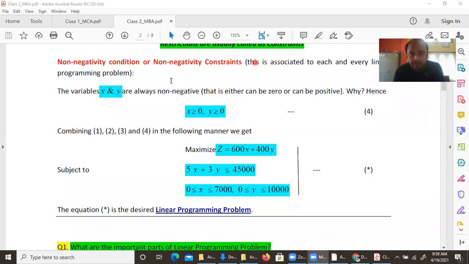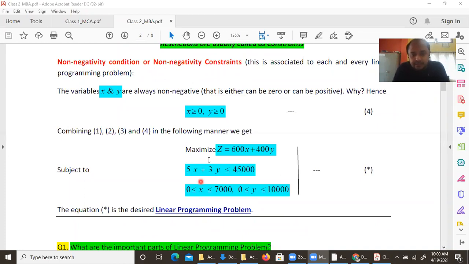Why is it a linear programming problem? Because in the profit function, the variables X and Y have power 1. In the constraints, the variables X and Y have power 1. If at least one variable's power were more than 1, say 5x square plus 3y, with everything else having power 1, then it is not a linear programming problem. Each and every variable present in every part of the linear programming problem must have power 1.